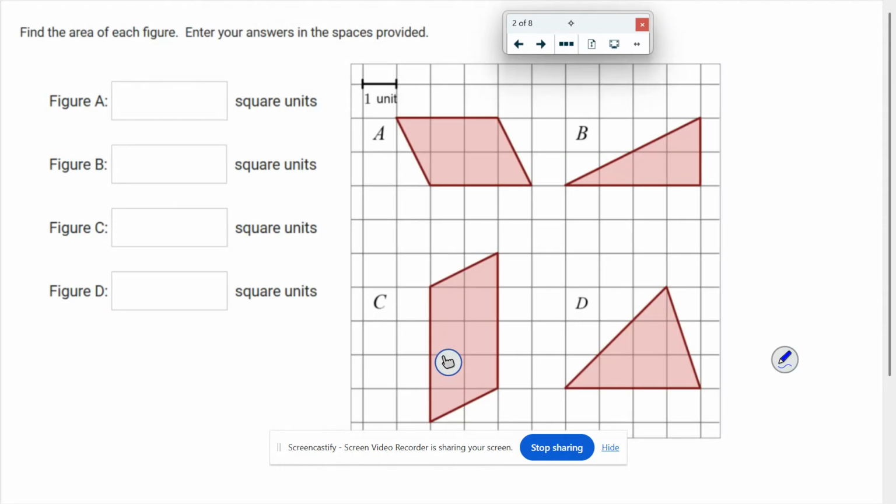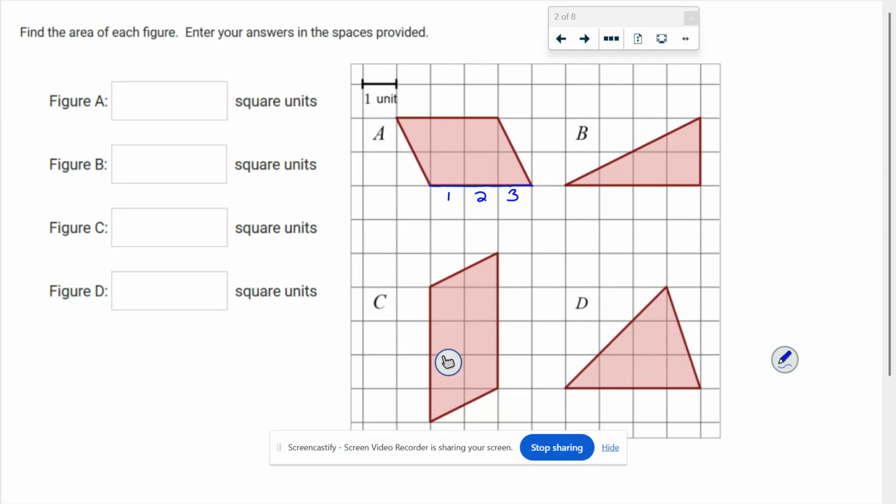Okay, so question 1 asks you to find the area of each figure. We know that to get area, we need bases and heights, we need to multiply, and for triangles, we have to divide by 2. Let's first look at option A, which is a parallelogram. First, let's count out the base. Our base is always one of the parallel sides, and it is 1, 2, 3 units long.